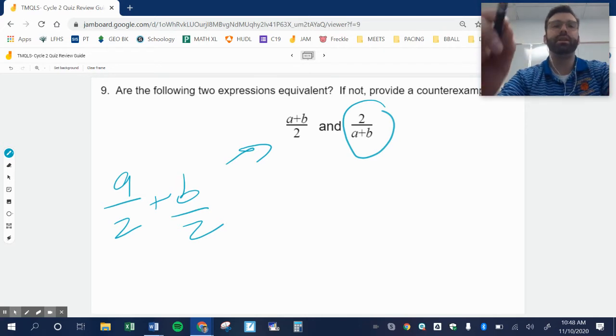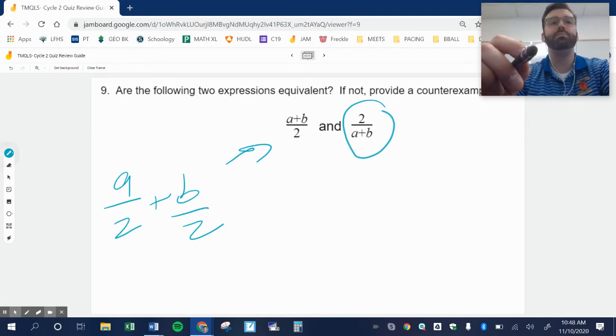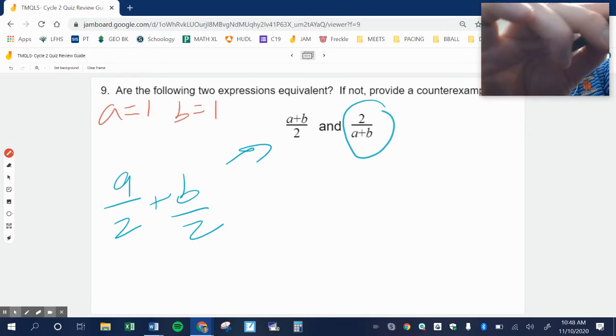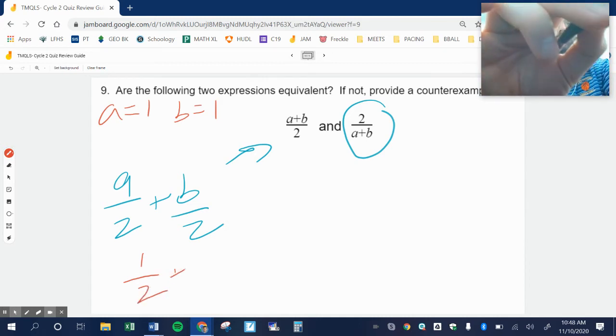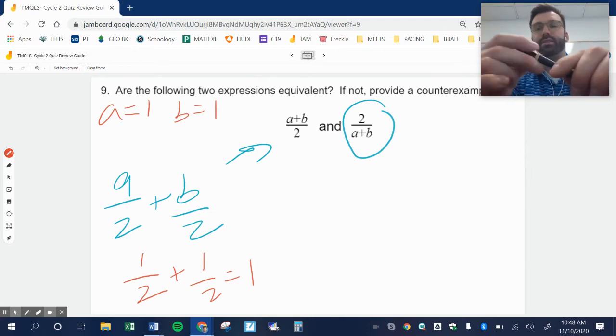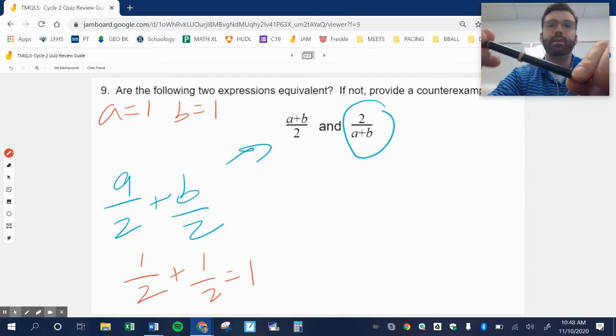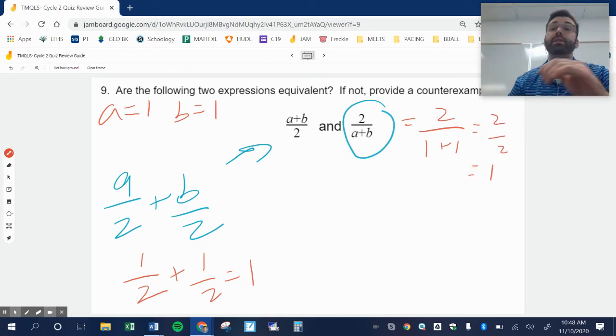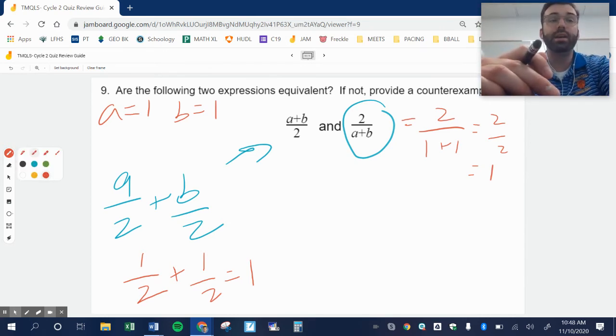Let's see if I plug in a and b to be 1. Let's say a is 1 and b equals 1. If I plug that in here, I'll have 1 over 2 plus 1 over 2, so 1/2 plus 1/2 gives me 1. Now, here I want to think about it. I would have 2 over 1 plus 1, which would end up being 2 over 2, which would end up being 1. So now I just found an example where it works. But I don't think it should work.